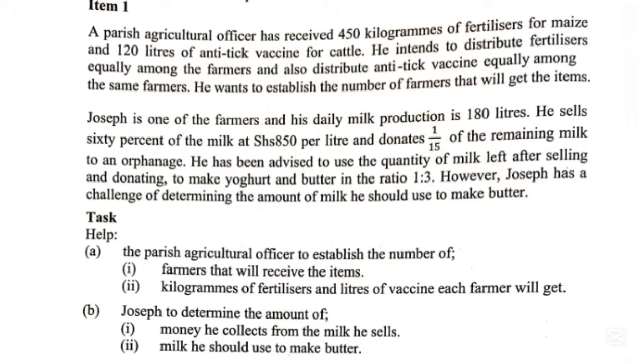Okay, so Joseph is one of the farmers and his daily milk production is 180 liters. He sells 60% of the milk at shillings 850 per liter and donates 1/15 of the remaining milk to an orphanage. Of the remaining milk, he has been advised to use the quantity of milk left after selling and donating to make yogurt and butter in the ratio of 1:3.